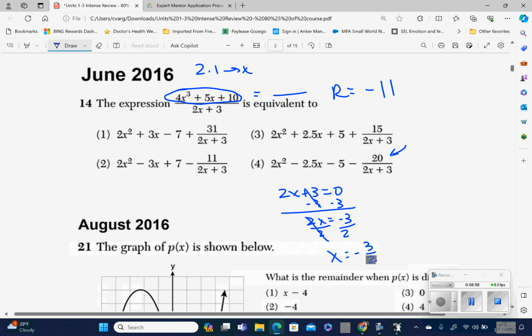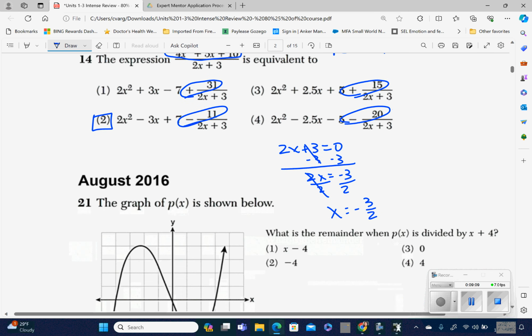So which one has that, right? So this one says it's a remainder of 31. This is -11, so this is my answer. This one says it's a remainder of 15, and this one says it's a remainder of -20. Okay, so answer choice 2 is our answer for this question.